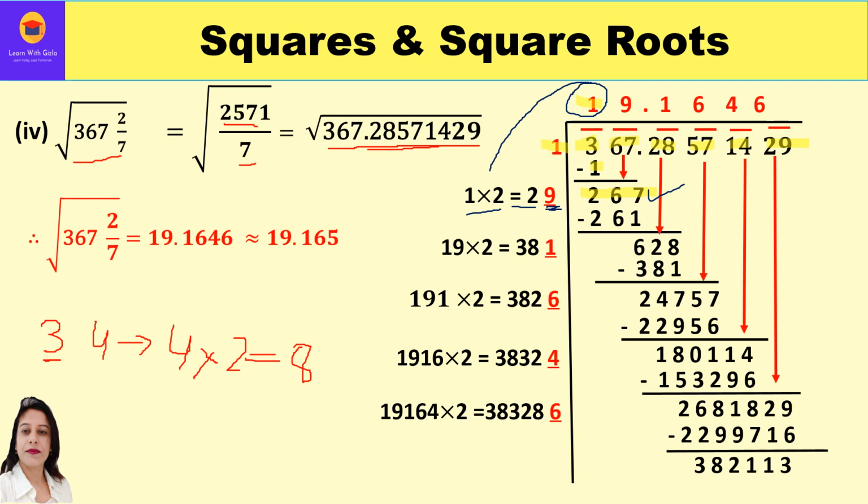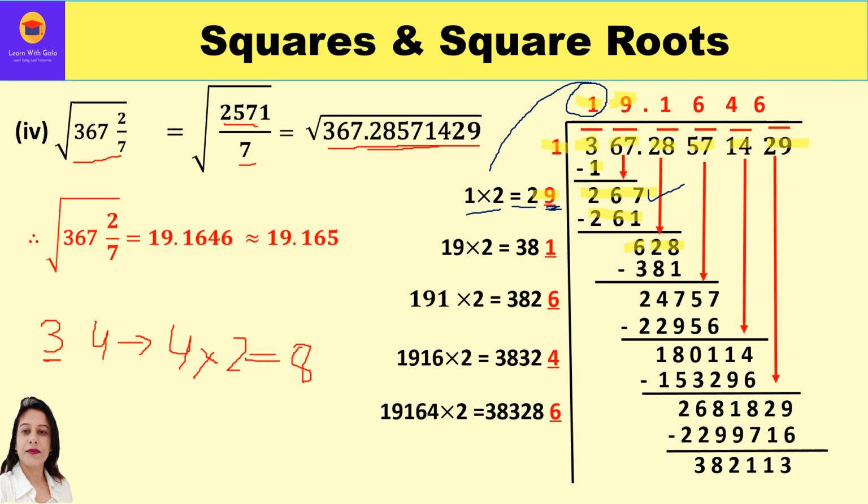So 9 is the suitable number which we can keep over here because 29 into 9 we can get 261, which is less than 267. Now 267 minus 261, we shall get the remainder 6. Further bring down 28. Now since we are starting with the decimal part now, after the decimal part we have the first period 28 which we have brought down.